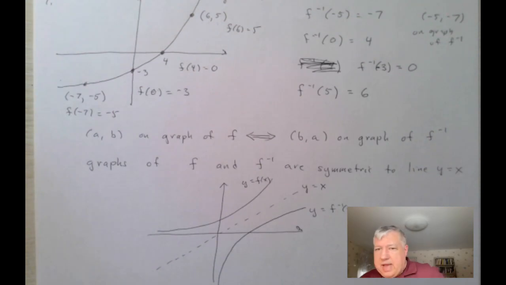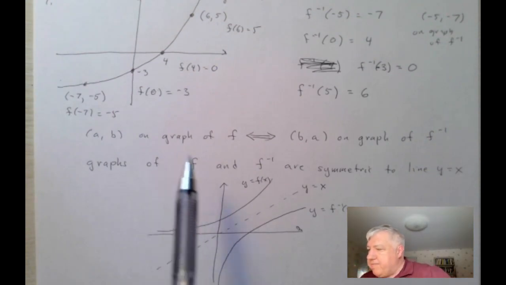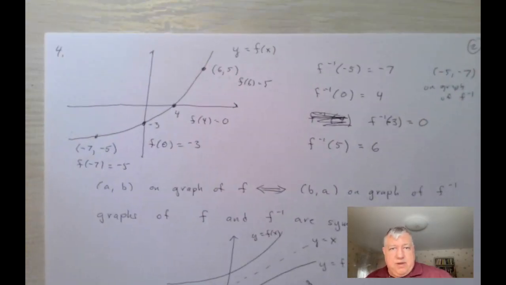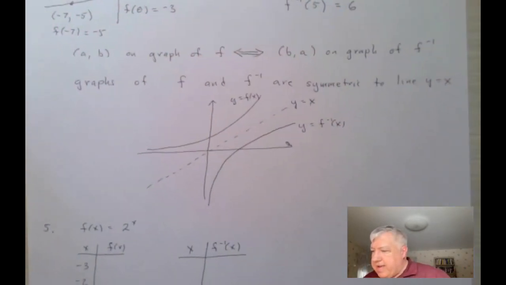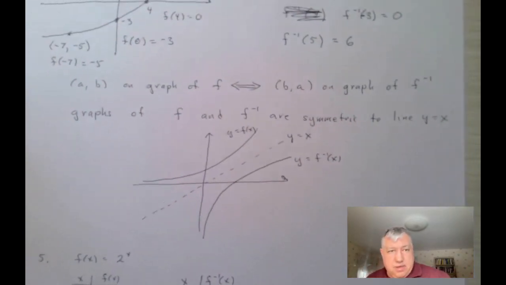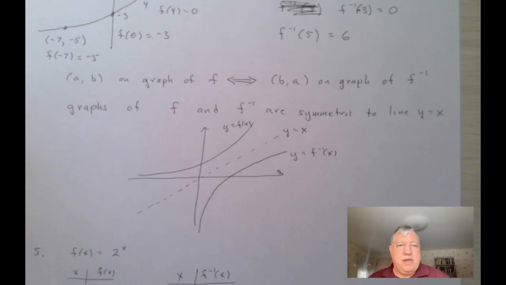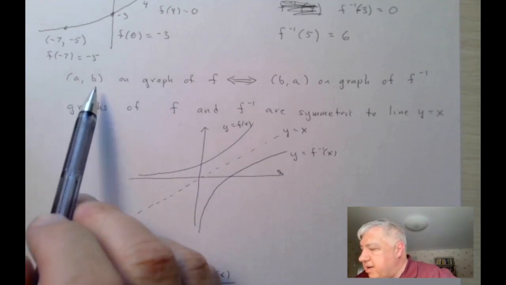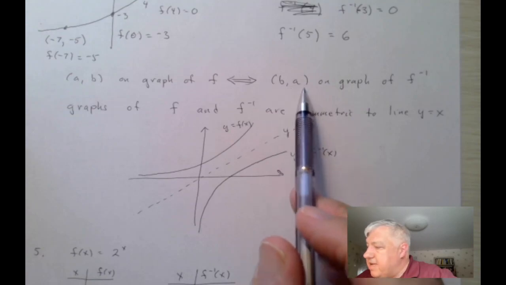And this is exactly what we have here. If we take a point on the graph of f and interchange the x and y coordinates, we get a point on the graph of f inverse. And that's why we get this result that says that if (A, B) is on the graph of f, then (B, A) is on the graph of f inverse. This says that f of A equals B. This says that f inverse of B is equal to A.